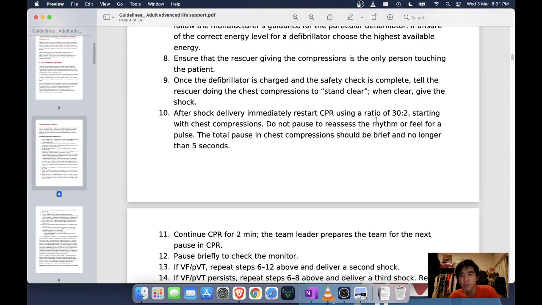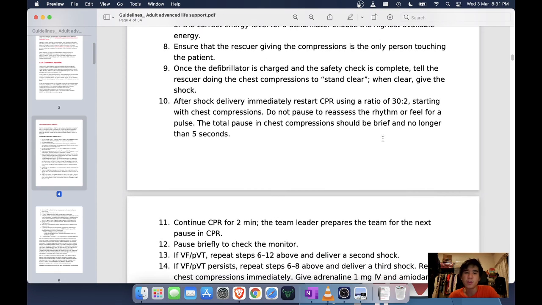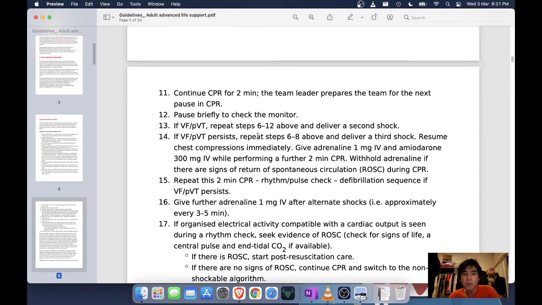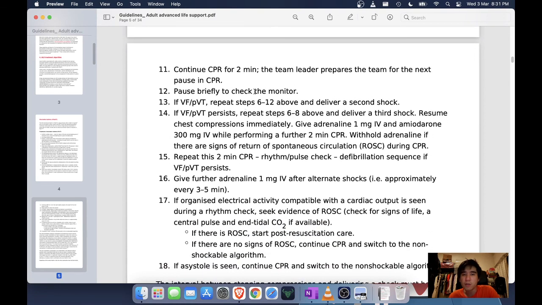Using a ratio of 30:2, starting with chest compressions. Do not pause to reassess the rhythm or feel for a pulse. The total pause in chest compression should be brief and no longer than 5 seconds. Continue CPR for 2 minutes. The team leader prepares the team for the next pause in CPR. Pause briefly to check the monitor.